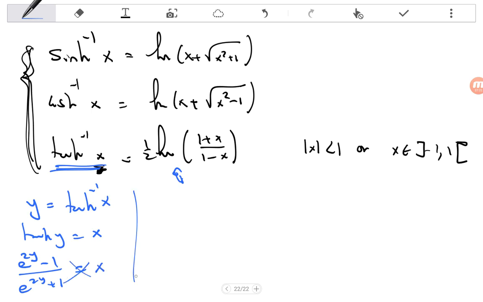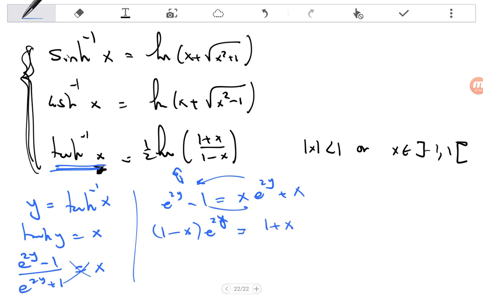Now I may cross multiply: e power 2y minus 1 will be equal to x e power 2y plus x. Then I need to solve for y again. So I take that to the other side, so that will be 1 minus x times e power 2y, and I take the 1 to the other side, so it will be 1 plus x. So e power 2y is just 1 plus x over 1 minus x.